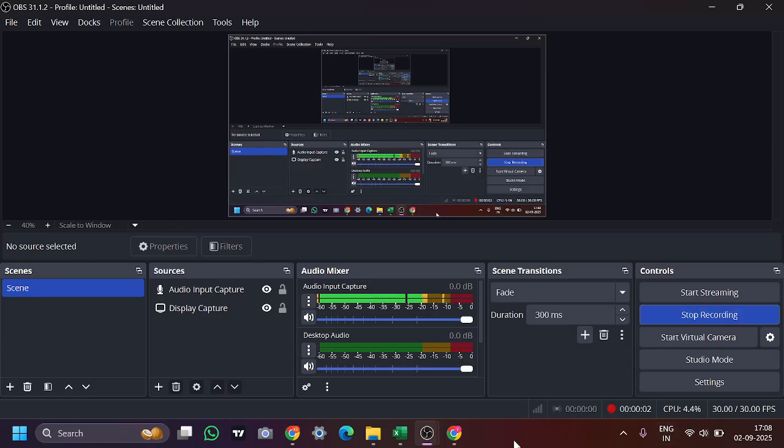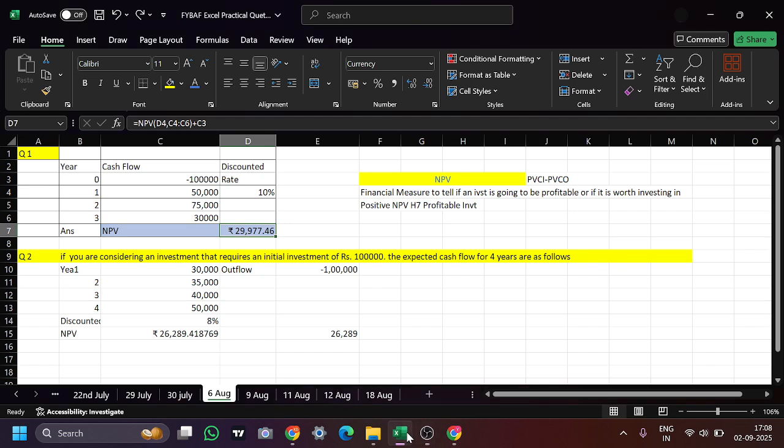Now we are going to see the concept of NPV. The full form of NPV is net present value. When we do the sums of the NPV in the manual method, we have this formula: present value of cash inflow minus present value of cash outflow. We have done the same sums in your book in the manual method.